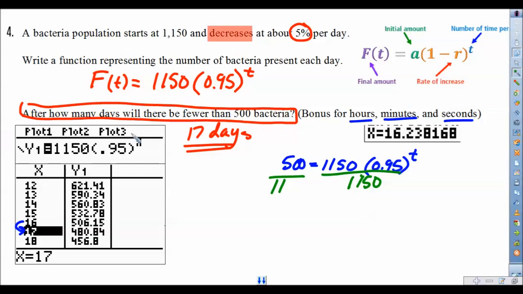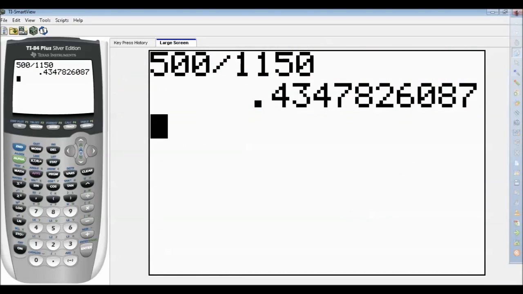So then that divides out to be 1, giving us nothing more than 0.95 raised to the t power. And then the 500 divided by the 1150 gives us approximately about 0.435. Now, don't round that number. You're going to want that number later on, so leave that in your calculator. Don't hit the clear button. You're going to want that number, because the more you round a problem as you go through the steps, the less accurate your final answer is going to be.